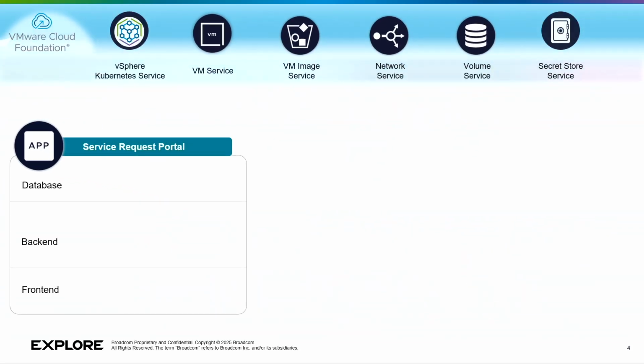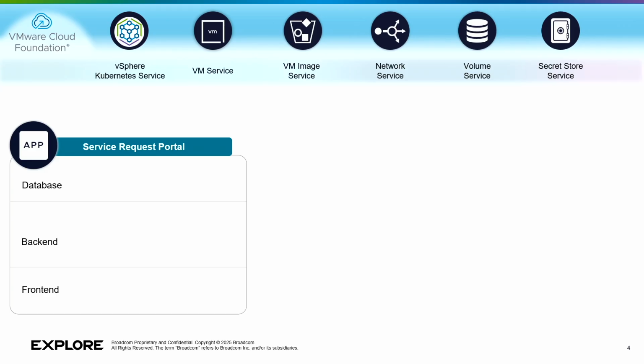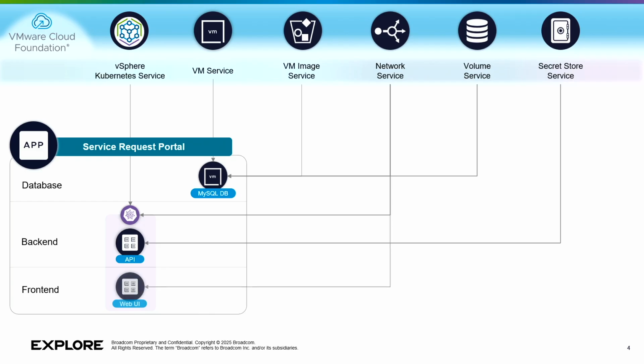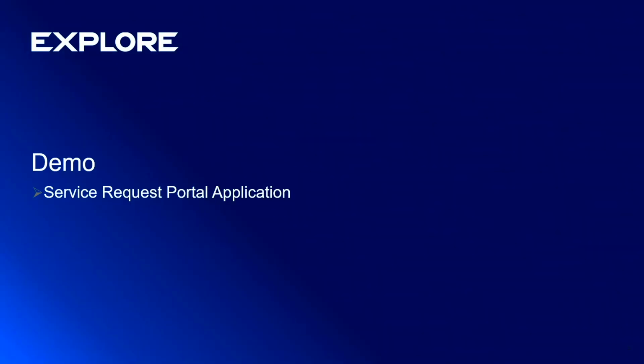So what we will be doing here is we will be deploying a 3-tier application that will be using a virtual machine that we will configure with a MySQL database. And this application will also have a containerized backend API and frontend that will be running on a Kubernetes cluster that we will deploy with VKS. We will also show you how we will integrate some of the other services into this ecosystem, like, for example, one of our new ones, which is our secret store. So with that, let me give you a very quick, brief demo of what we will be deploying.